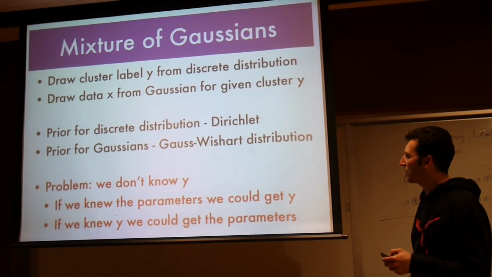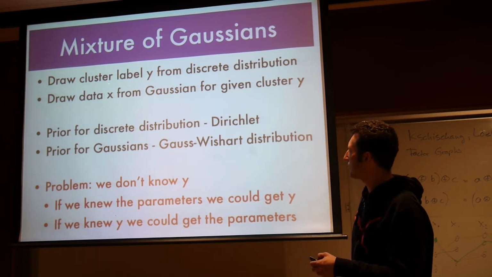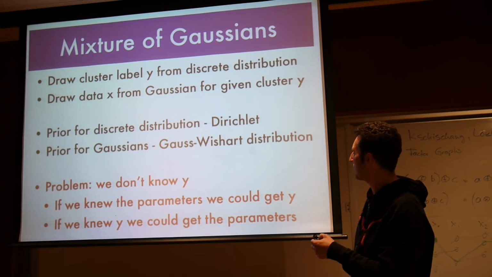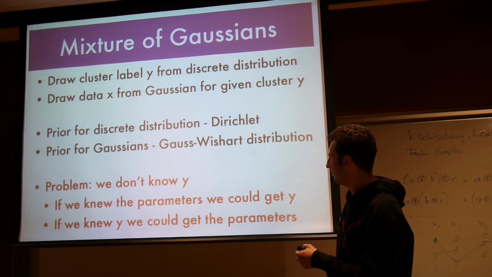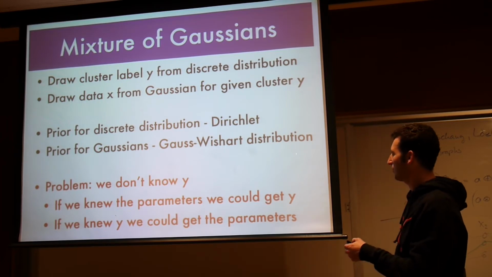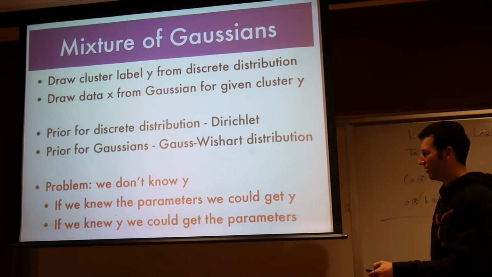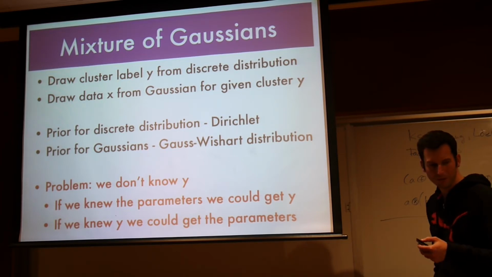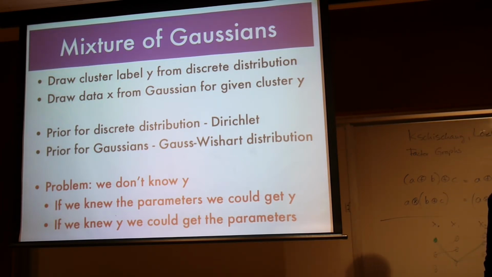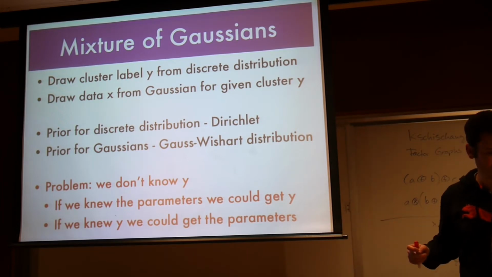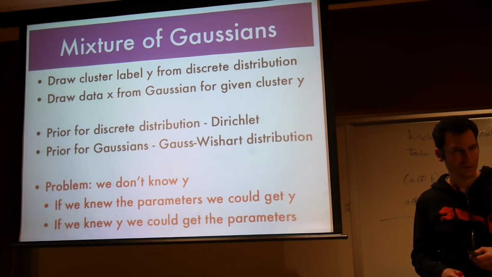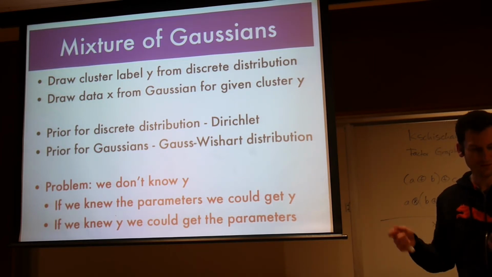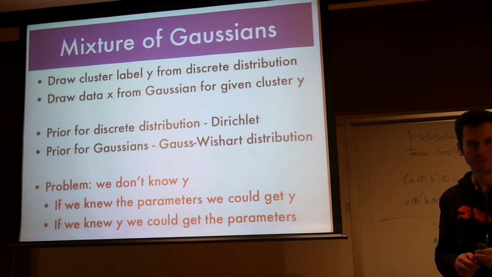So, mixture of Gaussians. It's very simple. You draw the cluster label y from some discrete distribution, and then you draw x from the Gaussian. Then we have a Dirichlet for the discrete and a Gauss-Wishart for the Gaussian. And trouble starts from the fact that we don't know the y's. Now, if we knew those y's, it'd be really easy, right? Then we can just do some likelihood estimation. Furthermore, if we knew the parameters, getting the y's would also be easy, right? We could draw from them, we could maximize, you could do something.